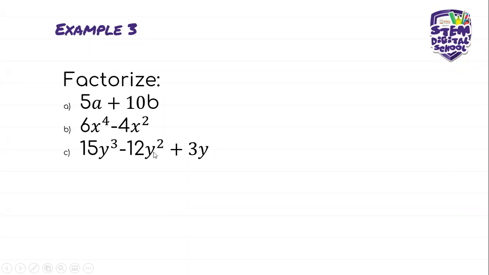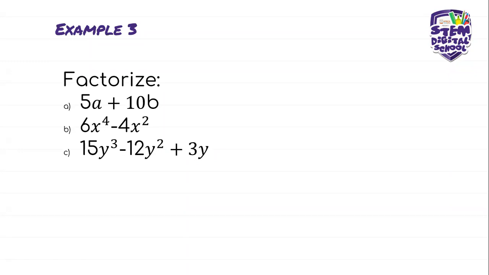We start with the numbers first. 15, 12, and 3. What is the common factor there? So obviously the common factor is 3. That is the common factor between 15, 12, and 3.